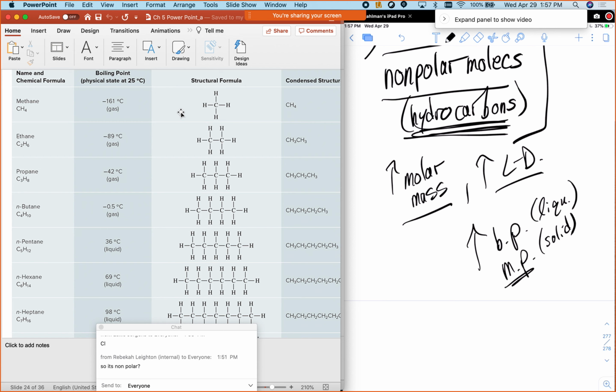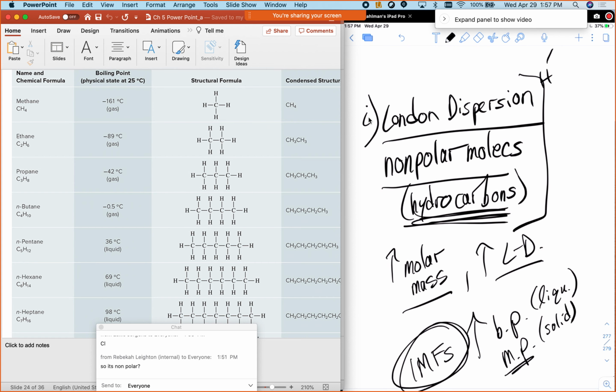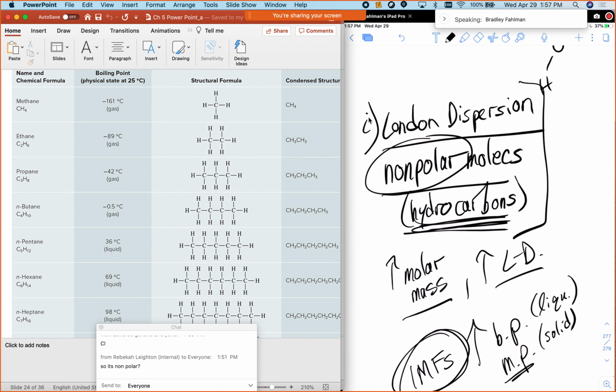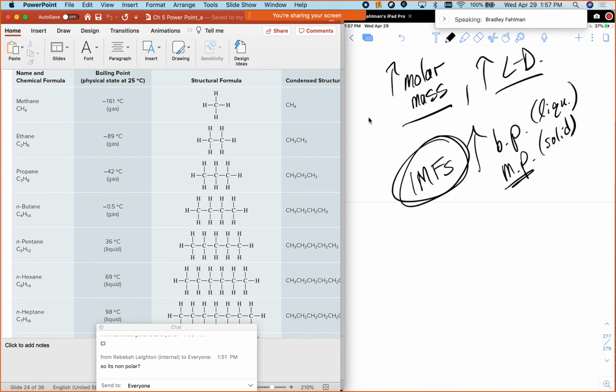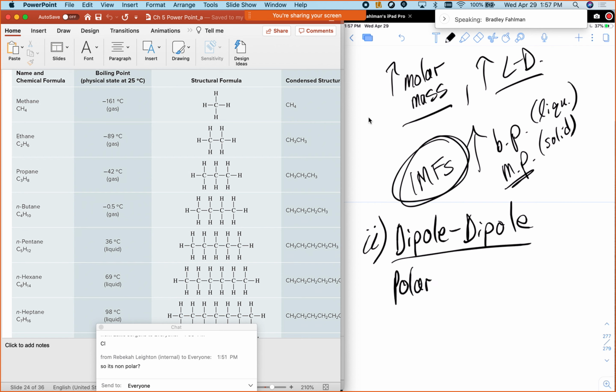Okay, so when you're melting something or boiling something, the intermolecular forces are really what you're breaking apart. You're not breaking apart bonds themselves. So that was the first variety, London dispersion. That's all nonpolars. And then the next one was dipole-dipole, which is between polar molecules.